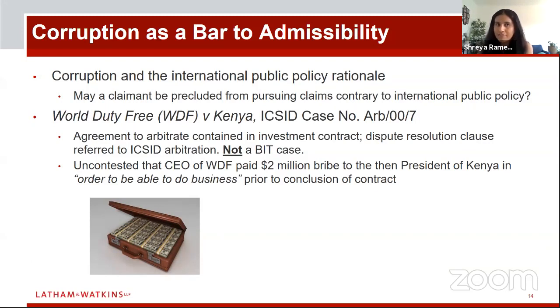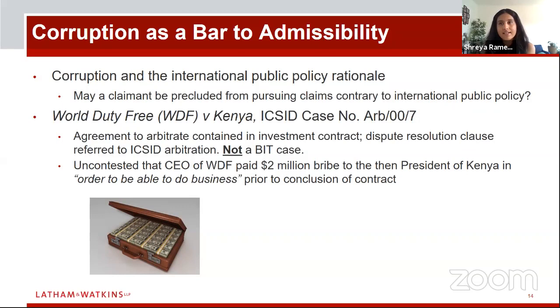The agreement itself was governed by Kenyan law, but a tribunal constituted under that agreement was to apply English law. So it's a slightly different structure than you're used to. And this case is not a BIT case. The jurisdiction of the ICSID tribunal actually flows from the contract.